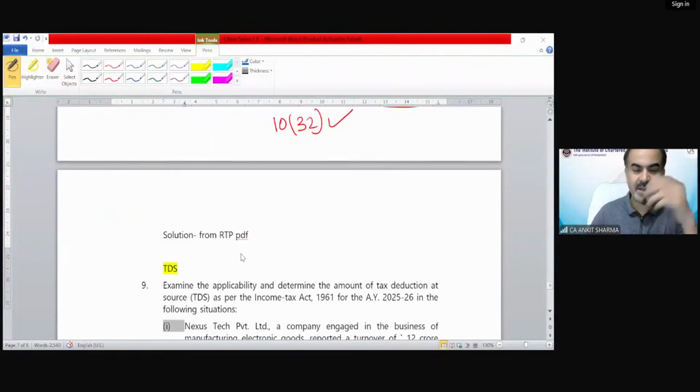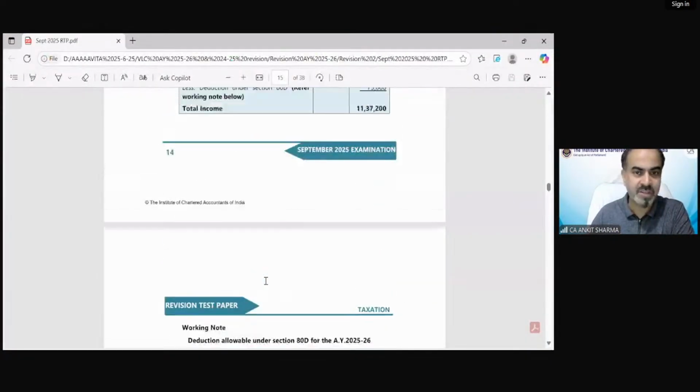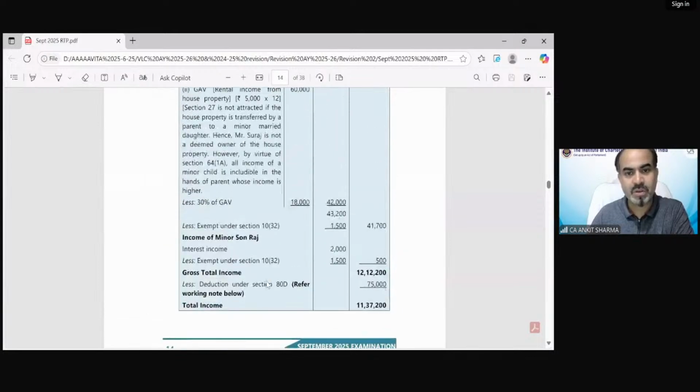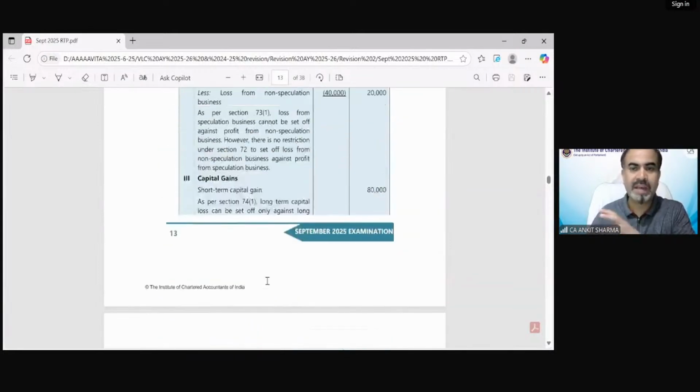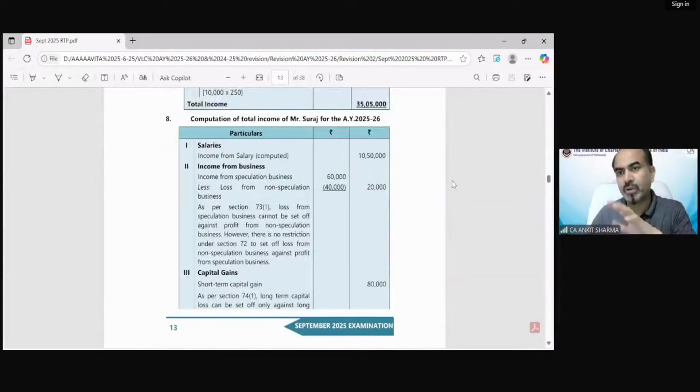That was RTP. You can find the solution of this question from the RTP, or I am going to upload the solution from that RTP also. If you want, I can show you the solution. This is the question we have just discussed. Clear? So you can go through this. I will upload this part of the solution on the portal also.